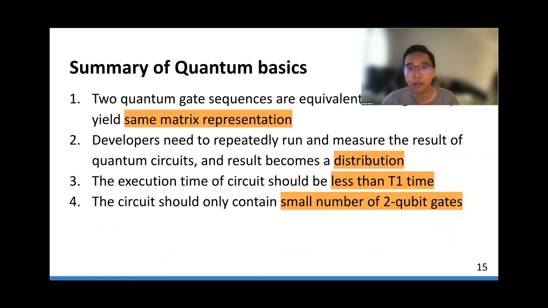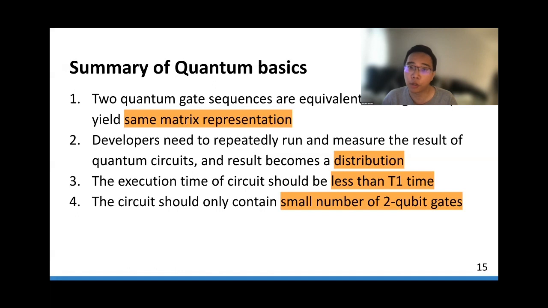To summarize, first, 2 quantum gate sequences are equivalent as long as they yield the same matrix representations. These observations form the foundations of QDiff's equivalent program generation and differential testing. Second, developers need to rapidly run and measure the results of the quantum circuit, and the results will become a distribution. QDiff figures out a way to compare the distributions and ensure the correctness.